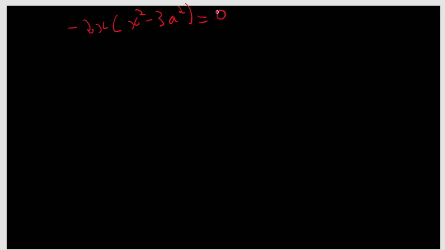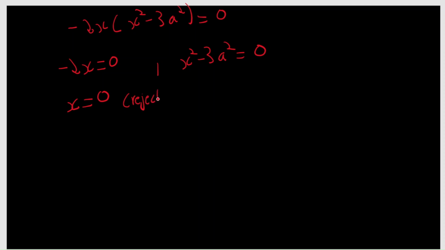So what do we have? We have minus 2x times x square minus 3a square is equal to 0. So what do we know? That minus 2x can be equal to 0, or x square minus 3a square can be equal to 0, right? So x is equal to 0. This can't be an answer because x isn't in terms of a, and you can also see it from the graph, where the x coordinate isn't 0. So this is rejected.